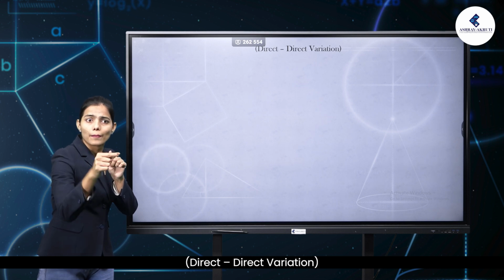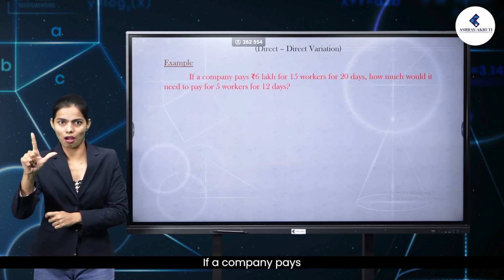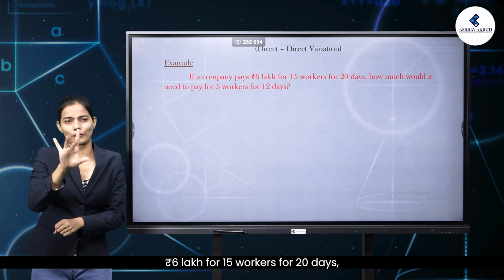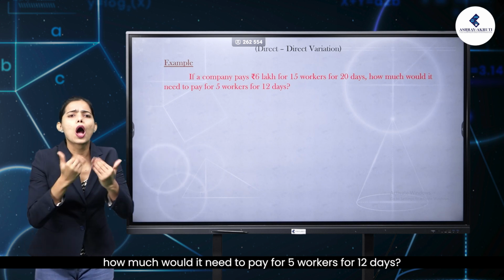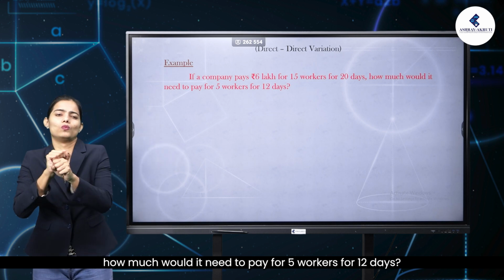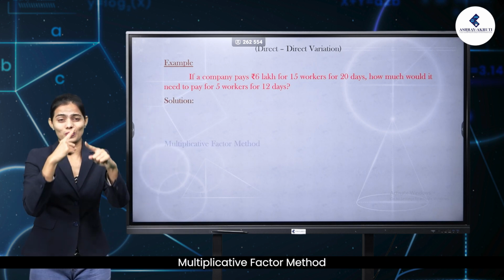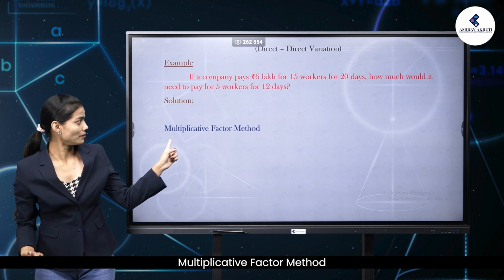Direct variation. Example. If a company pays rupees 6 lakh for 15 workers for 20 days, how much would it need to pay for 5 workers for 12 days? Solution. Multiplicative factor method.